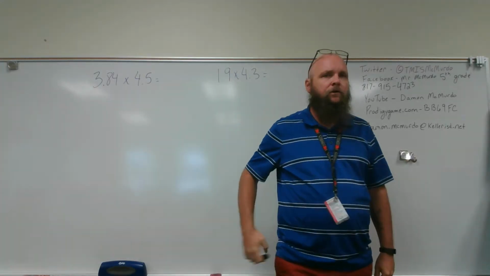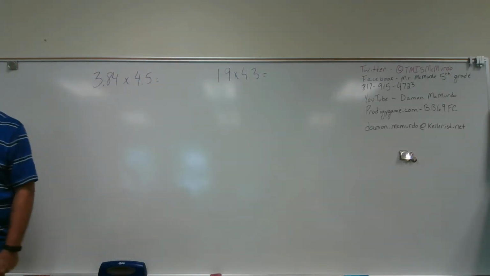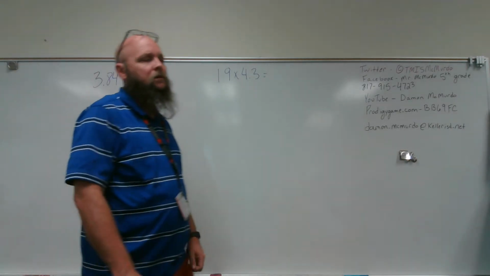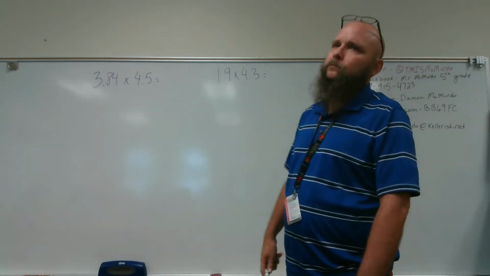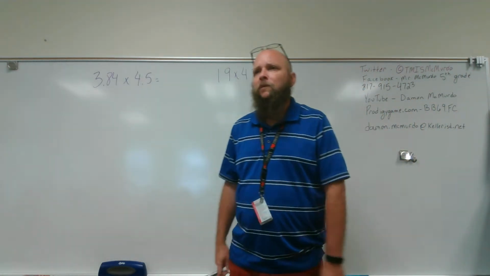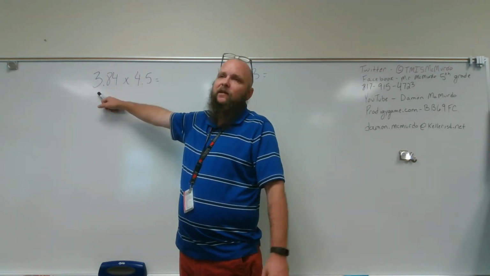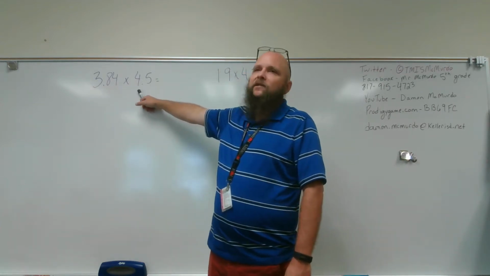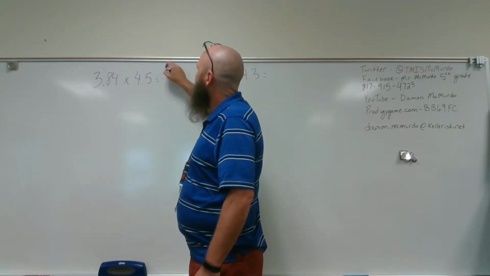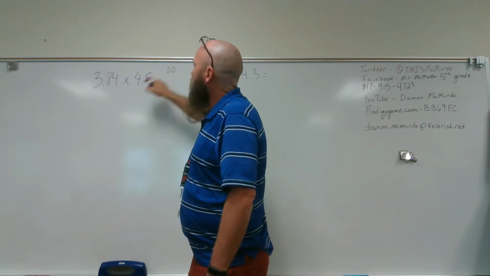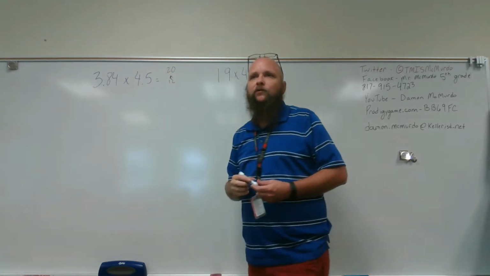All right, let's go over these two quickly. If you're not done, just follow along and get it done correctly. First off, I'm going to do my estimate. I have 3 8400ths. I'd say that's close to 4. 4 5/10ths. That's close to 5. So it should be around 20. Or I could do 3 times 4, so 12. So somewhere in that range, between 12 and 20.